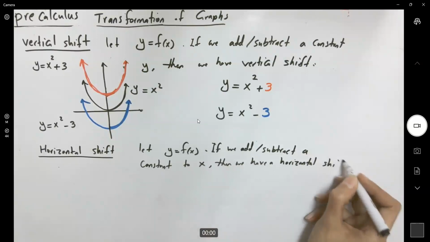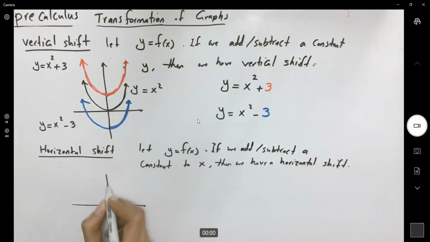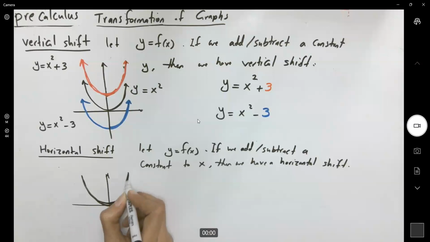Horizontal shift. So again, let us go back to our quadratic function, x squared. This is my x squared. My happy function, always smiling. This is y equals x squared.